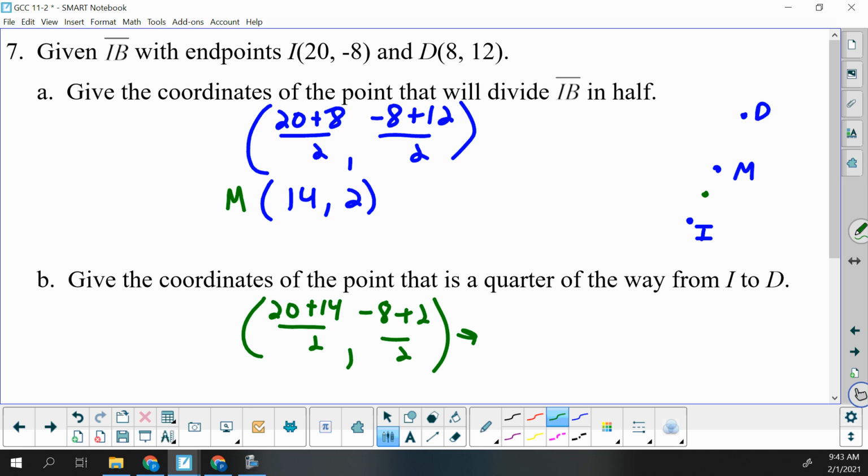20 plus 14 gives us 34. 34 divided by 2 is 17. Negative 8 plus 2 is negative 6. Divided by 2 is negative 3. So 17, negative 3 is the point that would be a quarter of the way from I to D.